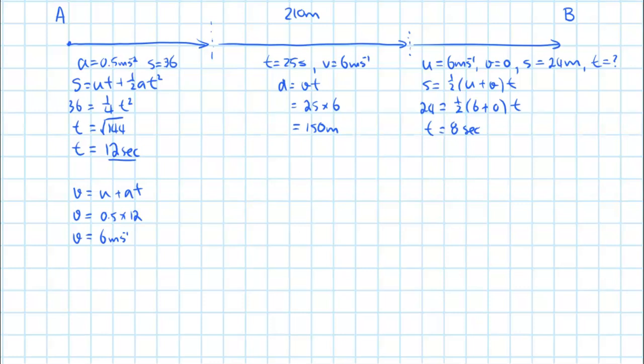Okay, that allows us to find the total time. The total time, after analyzing every section, is going to be the time in the first section, which is 12, plus the time in the second section, which is 25, plus the time in the third one, which is 8. And that equals 45 seconds.